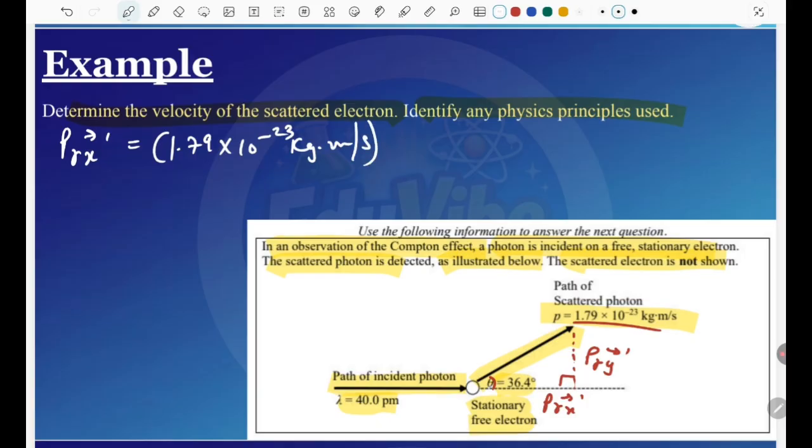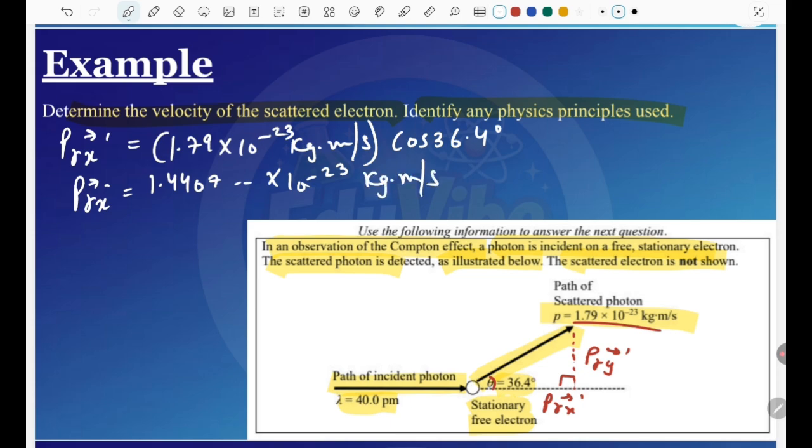This is all we did in forces and fields, in momentum and impulse. We're just doing something else. So for x, we have to find this, and the base is what we want. We have a hypotenuse, so we use cos 36.4 degrees. When you solve this, you get about 1.4407 times 10 raised to power minus 23 kg meter per second. We get this for x.